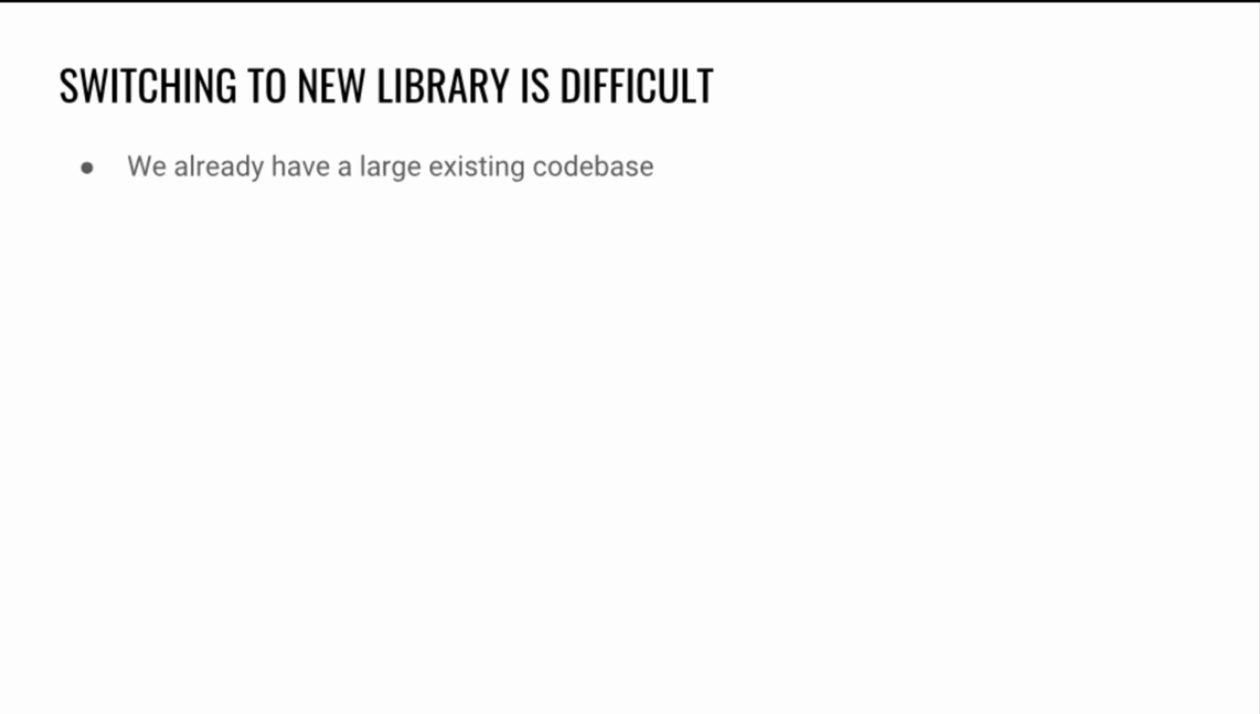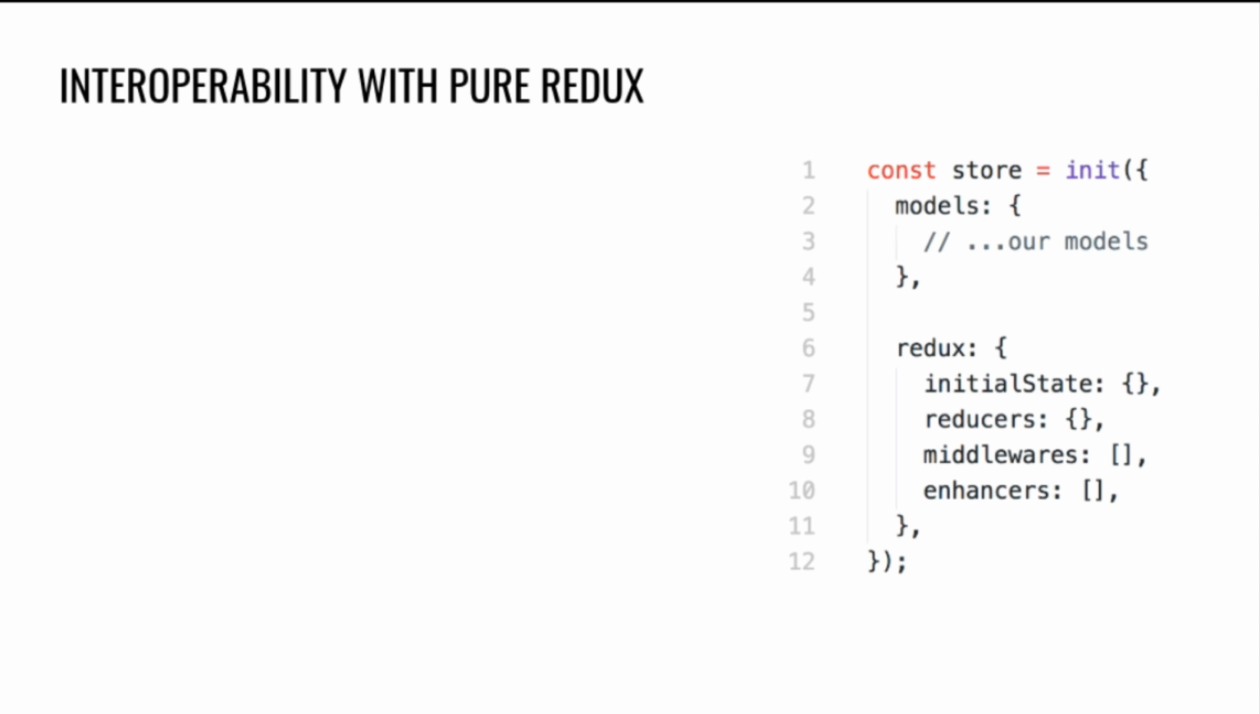Another reason is that we also depend on other libraries, because the chances are if you're using Redux, then you're using Redux Router, you're using Redux Forms, any of the Redux related libraries. And the cool thing is that Rematch helps us with this as well, because it has full interoperability with pure Redux. So when we configure our store, we have an option not only to pass models which are Rematch specific, but we also have access to the underlying Redux. So we can define whatever initial state or reducers, middlewares, whatever that we use with pure Redux. And so your application will run using both Redux and Rematch at the same time without any overhead.